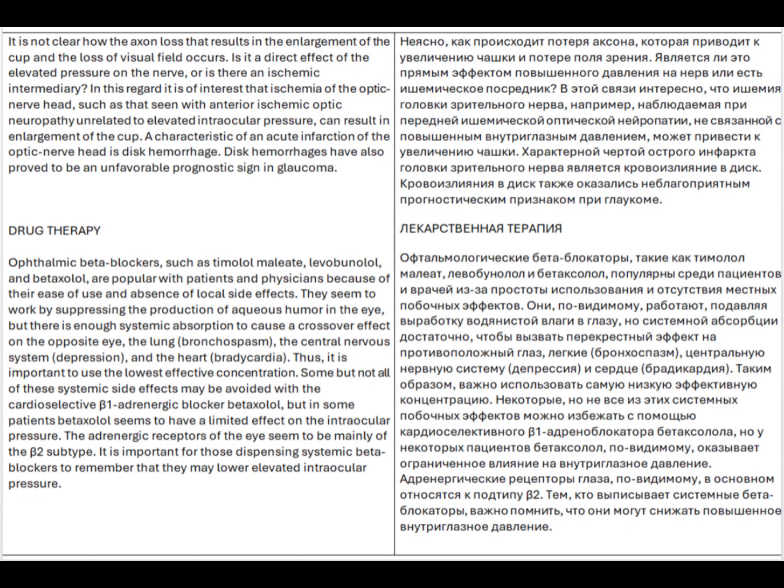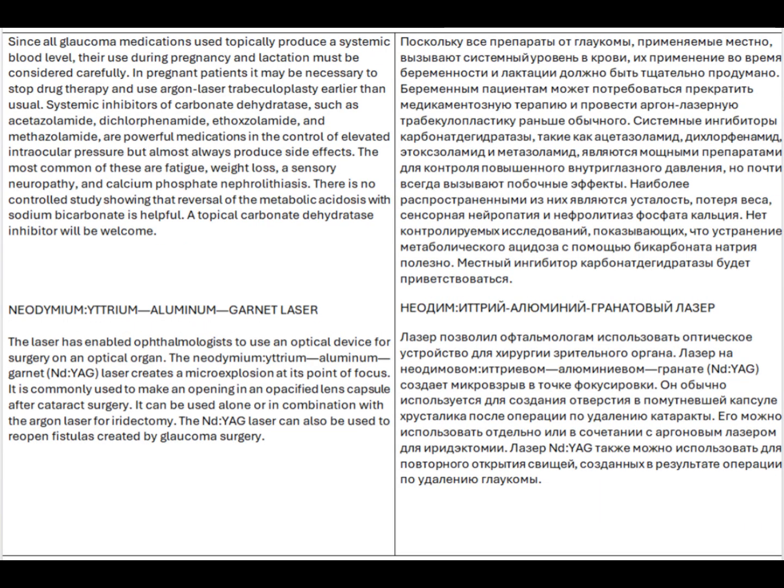Some but not all of these systemic side effects may be avoided with the cardioselective beta-1 adrenergic blocker betaxolol, but in some patients betaxolol seems to have a limited effect on the intraocular pressure. The adrenergic receptors of the eye seem to be mainly of the beta-2 subtype. It is important for those dispensing systemic beta blockers to remember that they may lower elevated intraocular pressure. Since all glaucoma medications used topically produce a systemic blood level, their use during pregnancy and lactation must be considered carefully. In pregnant patients, it may be necessary to stop drug therapy and use argon laser trabeculoplasty earlier than usual.